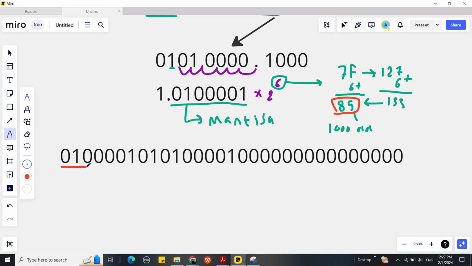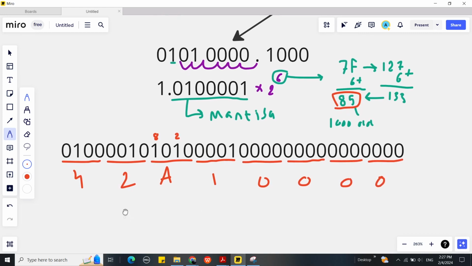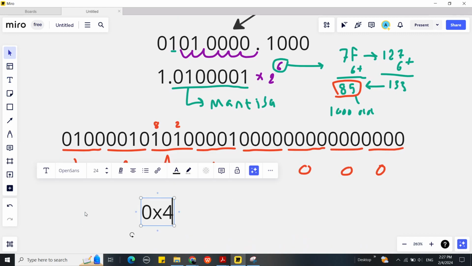Now it's time to break them down. This is going to be 4, and this is going to be 2, and this is going to be 1, 2, 4, 8. 8 plus 2 is 10, so this is going to be A, and this is going to be 1. This is going to be 0, 0, 0, 0. So my final answer is going to be 0x41A20000, I think.